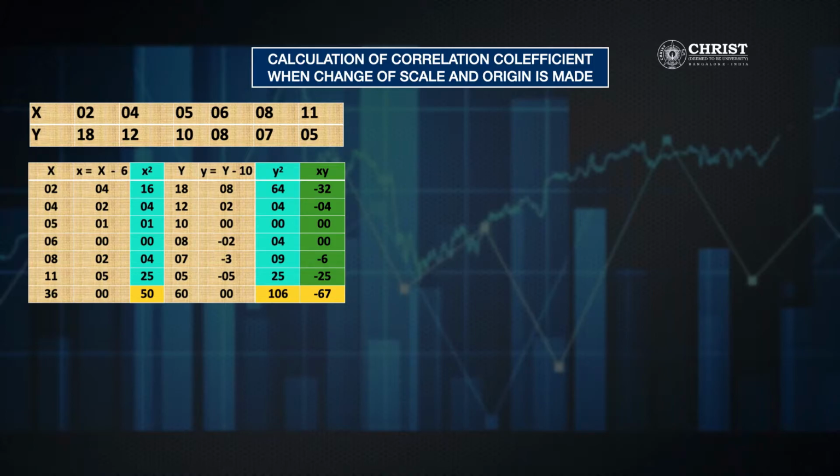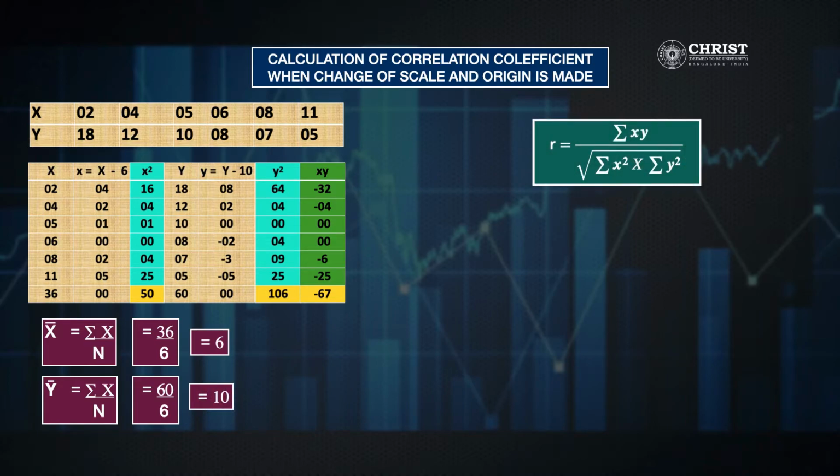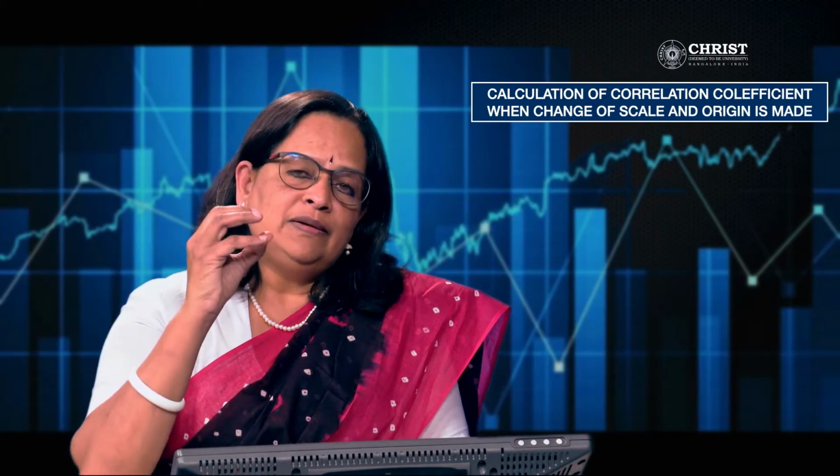Now we have to substitute the values in the equation. The mean of the x series is 6 and the mean of the y series is 10. Now you calculate r, which is equal to sigma xy divided by root of sigma x squared into sigma y squared, that is minus 67 divided by root of 50 into 106, which is equal to minus 0.9203. This is the computed value.